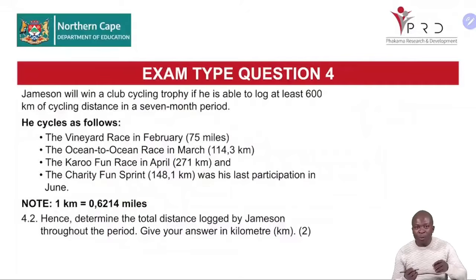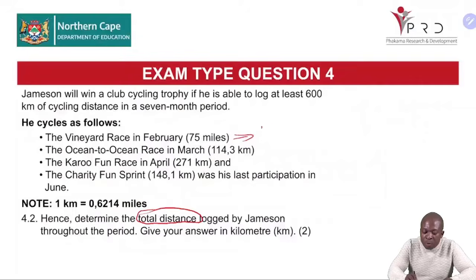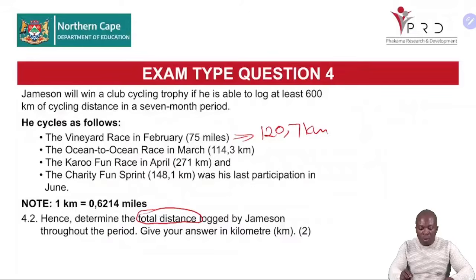4.2. Now that we know the answer, it says hence. So every time the examiner starts with hence, it means use your previous answer to come and do something next. That's what they're saying. Use whatever value you got previously to bring it to this one to solve a problem. So it says hence determine the total distance. Are we together? Determine what? The total distance, meaning we have to add everything together. So it means here, remember we got 120.7 kilometers. So if you have that, we are going to now add all our values.